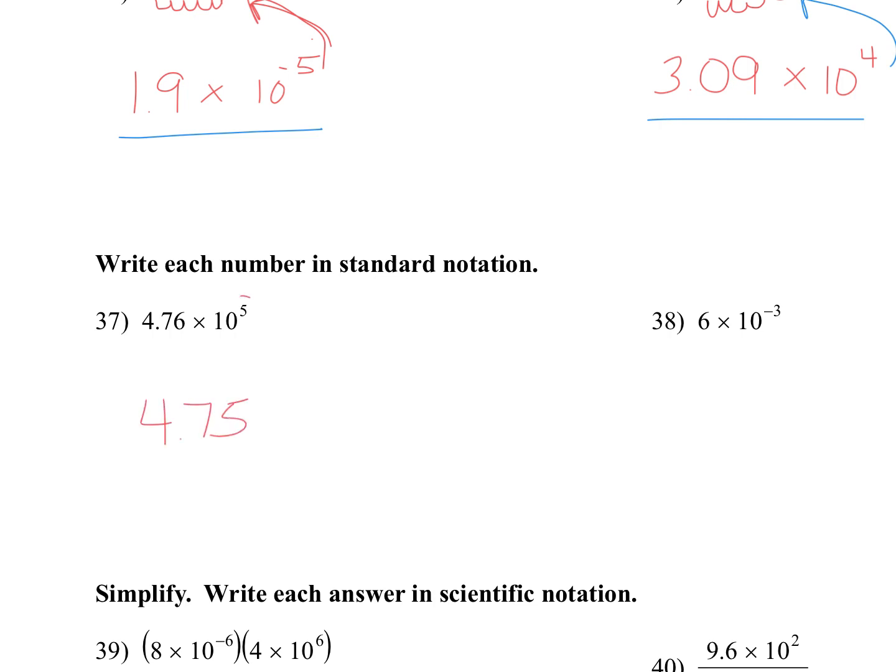And then this exponent tells me what? Move 5 in which direction? Yep, right, because it's positive, so I'm going to move in the positive direction. 1, 2, 3, 4, 5. What do I do with the empty spaces? Put zeros. So then we have 475,000.